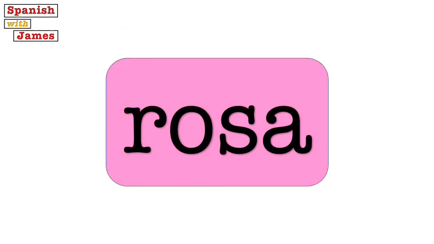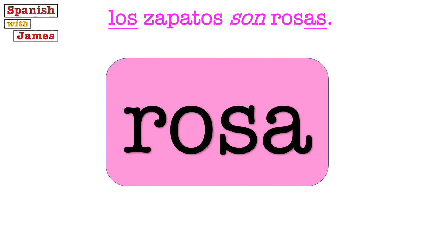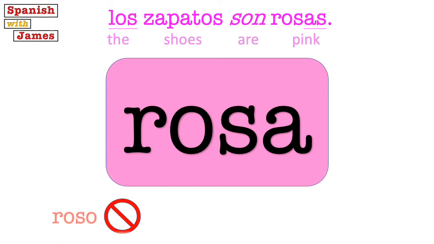Next color is rosa. Los zapatos son rosas. Now this is a bit of a weird one because los zapatos, meaning the shoes, we can see it's los, it's a masculine and plural word. Because it's plural, rosa does gain an S, but it doesn't go to roso. So just like with naranja, you can't have naranjo, with rosa you can't have roso. So you could say, la mesa es rosa, el zapato es rosa. It always stays as rosa.